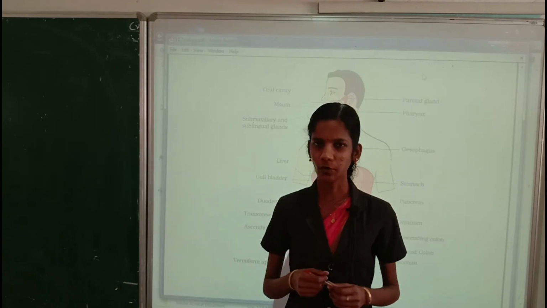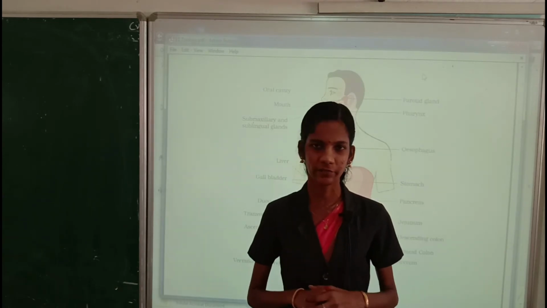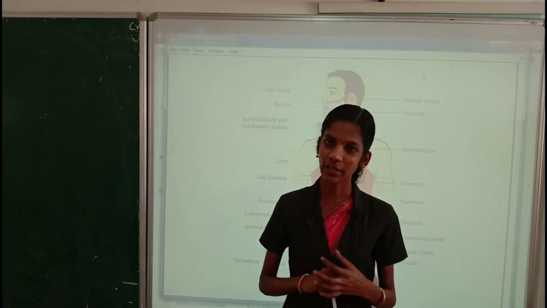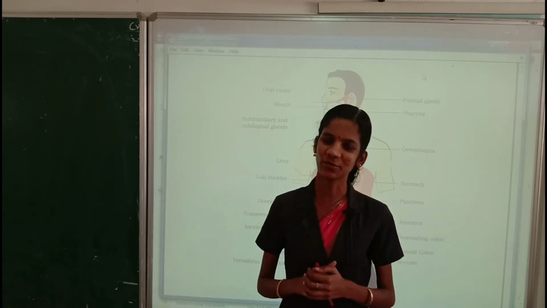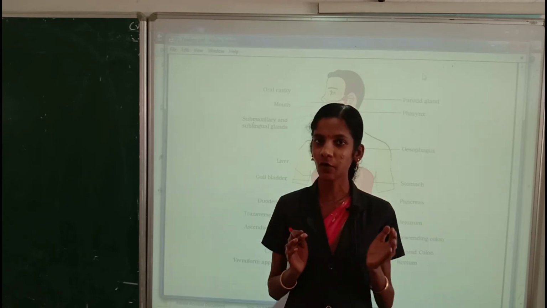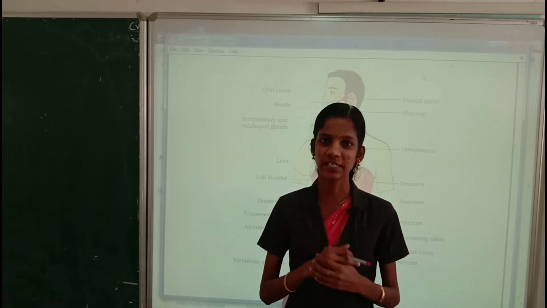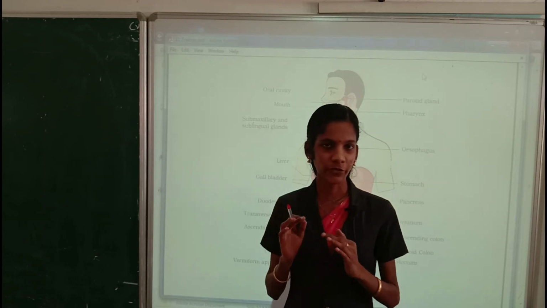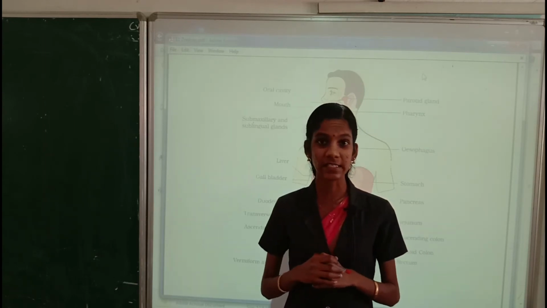Majority of the mammals form two sets of teeth during their lifetime. The first set of teeth is known as milk teeth, and the second set of teeth is known as permanent teeth. Actually, milk teeth are temporary teeth. It will form when the child attains the age of 6 months, and it will be there in the mouth of the child till the age of 6 years.